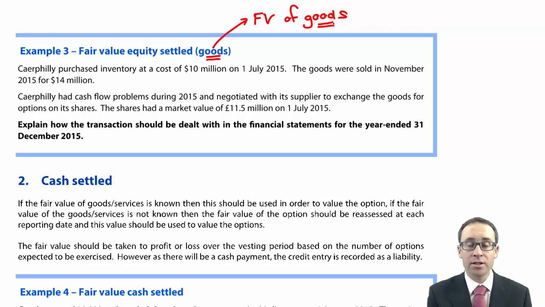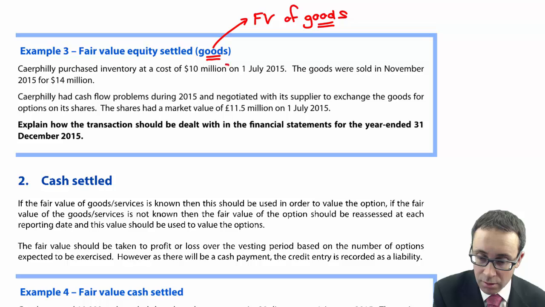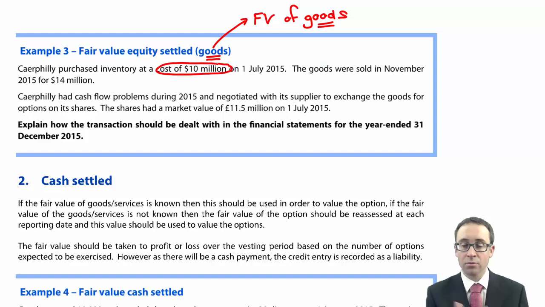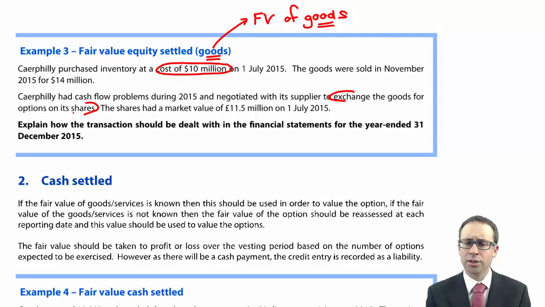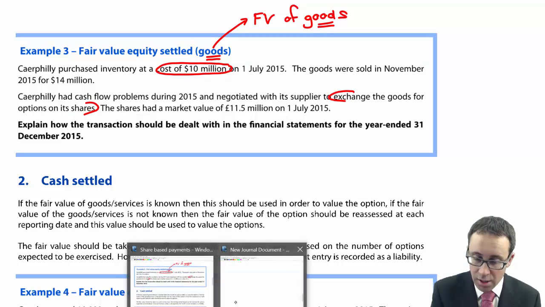So here, Caerphilly purchased inventory at a cost of $10 million and sold them in November. So there's a profit on the sale of $4 million. It says Caerphilly had cash flow problems during 2015 and negotiated with its suppliers to exchange the goods for options on its shares. So instead of just a standard credit purchase, you have the purchase of goods in exchange for options on your shares.